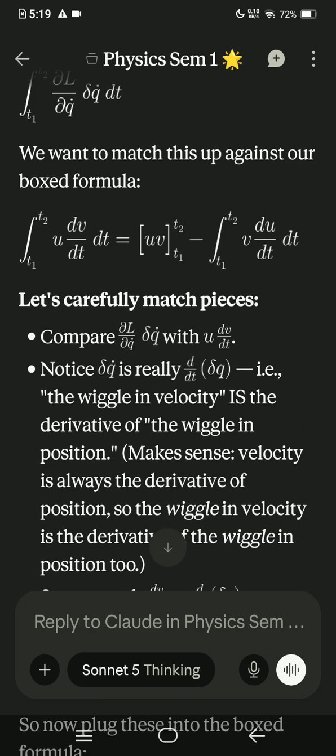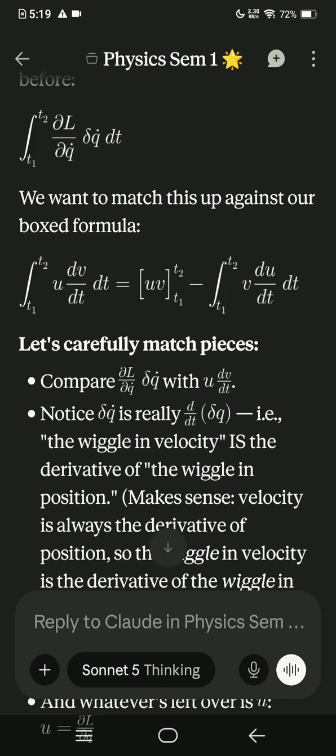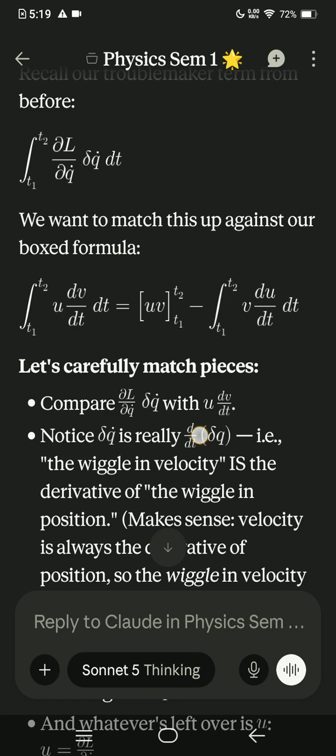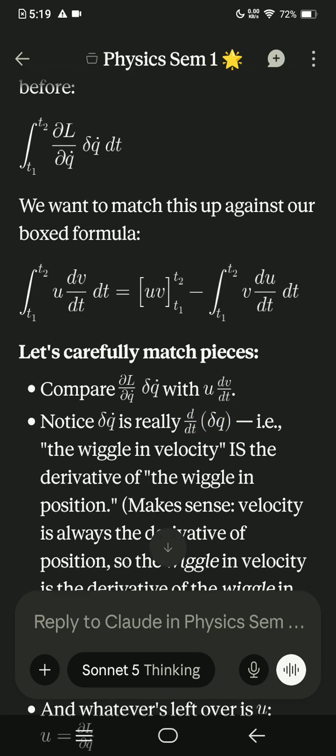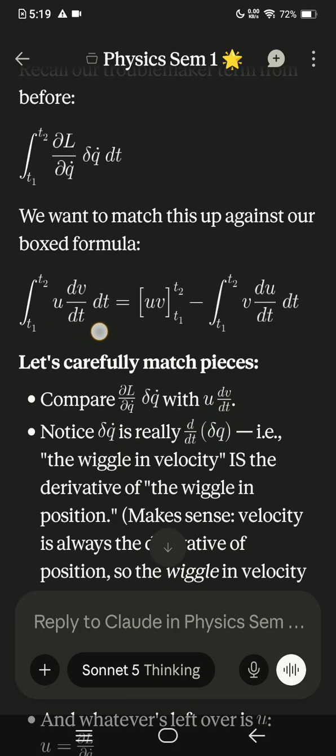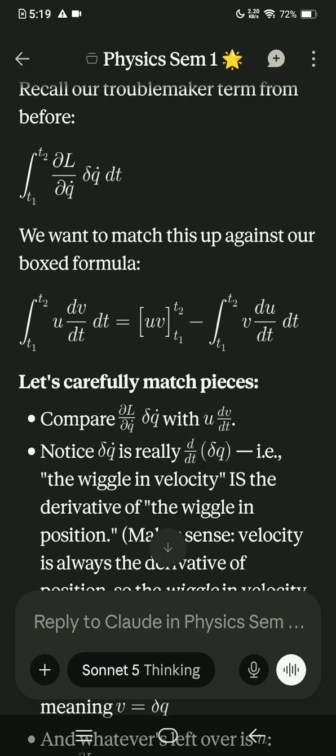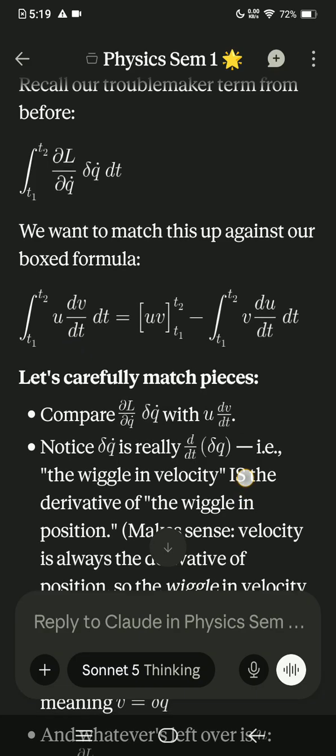Notice, कहाँ गया? Let's carefully match. Compare this with this. Compare this with u dv by dt. u dv by dt. हाँ ये भी सेम ही है.